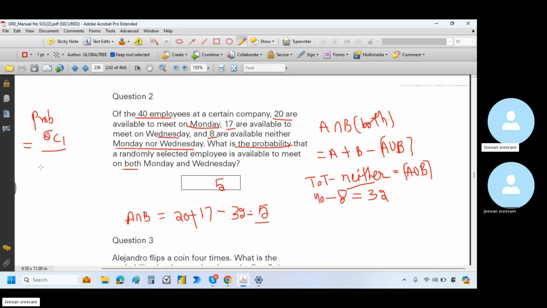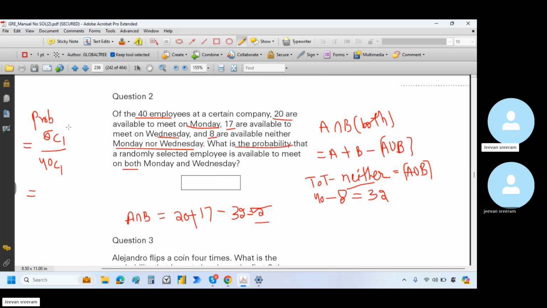The total number of chances, where one employee is chosen from all, is 40C1, right? The question is asking for probability, not how many employees are going to be available on Monday and Wednesday. So favorable outcomes are 5C1, because the selected employee should be available on both Monday and Wednesday, meaning that person must come from these 5 people. So that can happen in 5C1 ways.